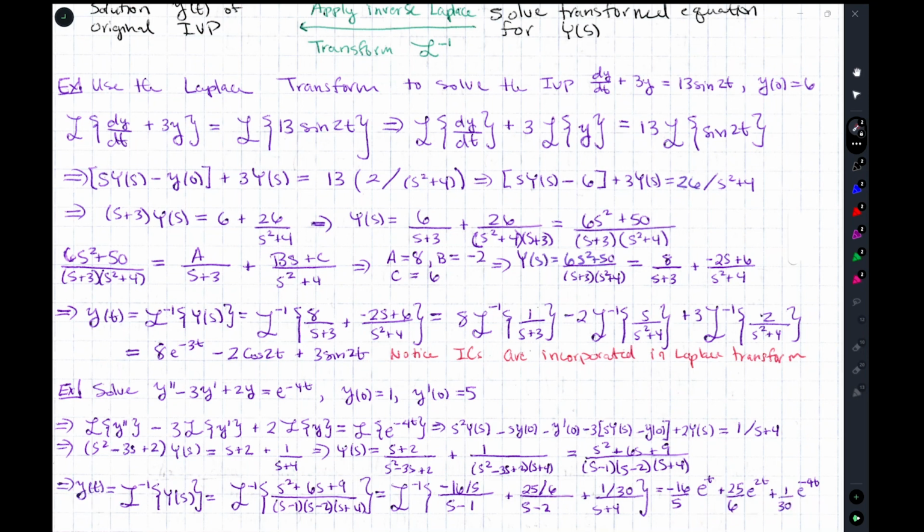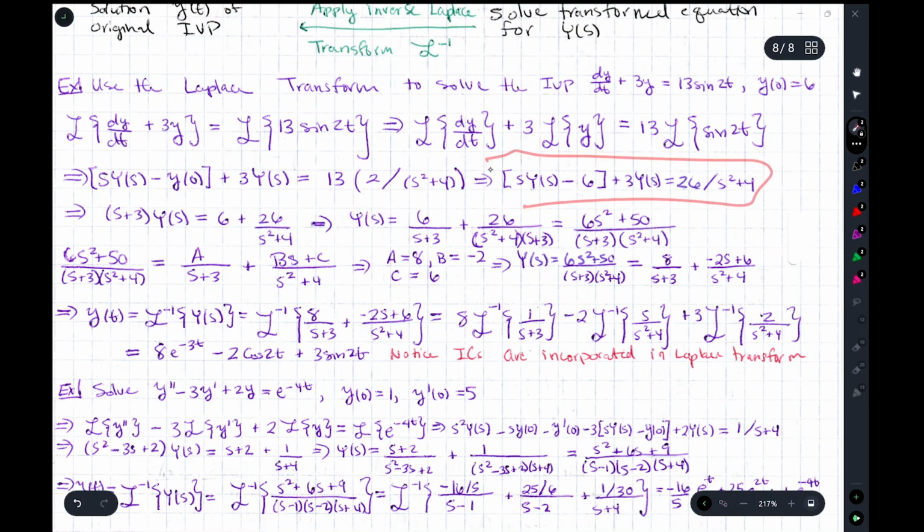All right, so let's look at examples of this happening. Use the Laplace transform to solve the IVP that you see here. This is a differential equation, y of 0 equals 6. We apply the Laplace transform to get into the S domain. We get this left-hand side and that right-hand side. Plugging in the result for the Laplace transform of the derivative, we got that right there. And here L{y} is really just a change of symbol. And this here comes from the Laplace transform of sine 2t.